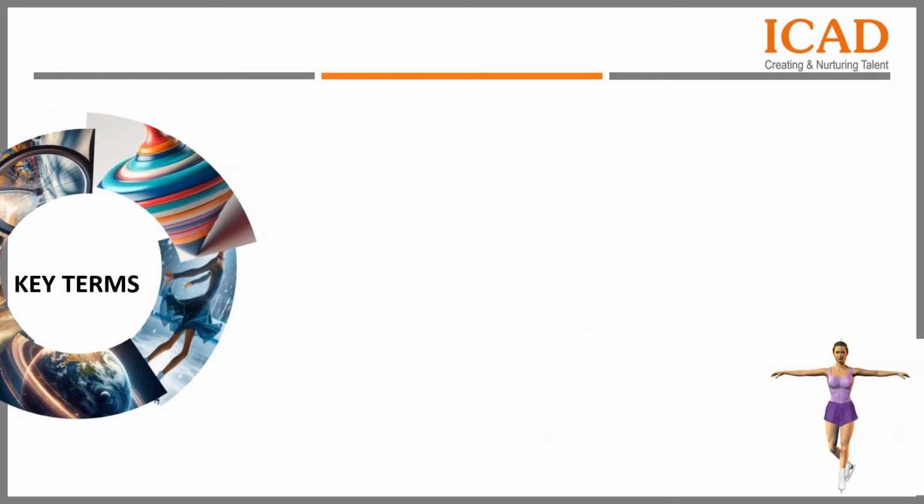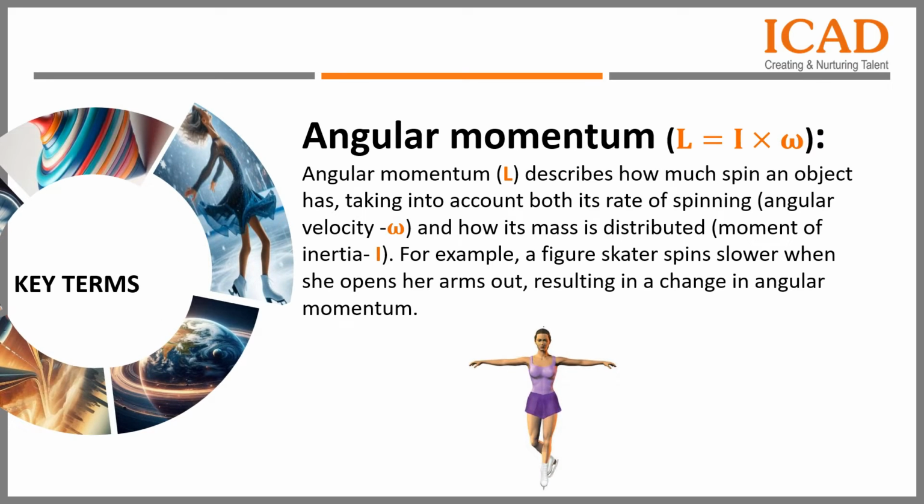The final key term is angular momentum. Angular momentum, L, describes how much spin an object has, taking into account both its rate of spinning, angular velocity omega, and how its mass is distributed, moment of inertia I. For example, a figure skater spins slower when she opens her arms out, resulting in a change in angular velocity.